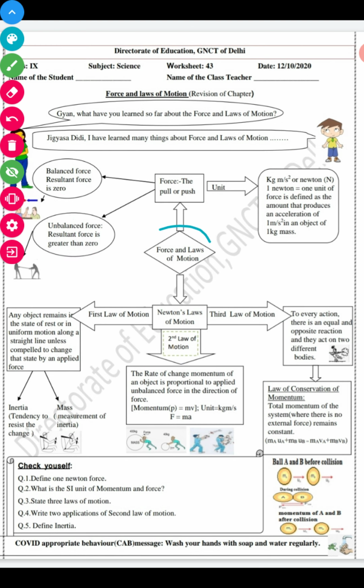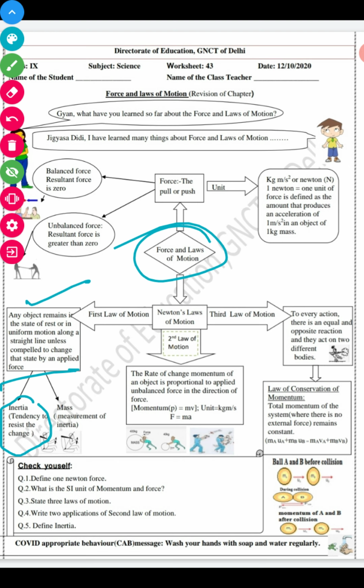Okay, next we have laws of motion. We have 3 laws of motion. First, any object remains in the state of rest or in uniform motion along a straight line unless compelled to change that state by an applied force. Until and unless an external force is applied, the object remains in the state of rest or in motion. Okay, so this is also known as the law of inertia.